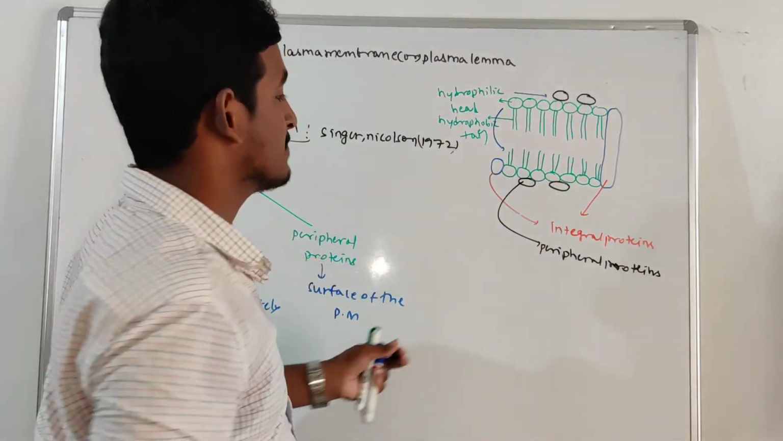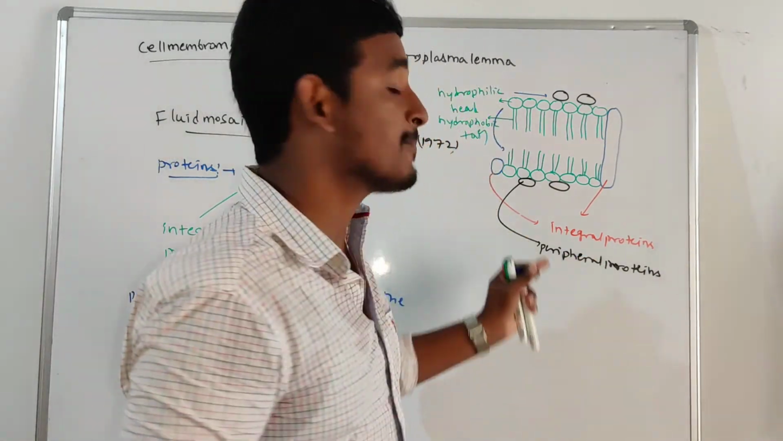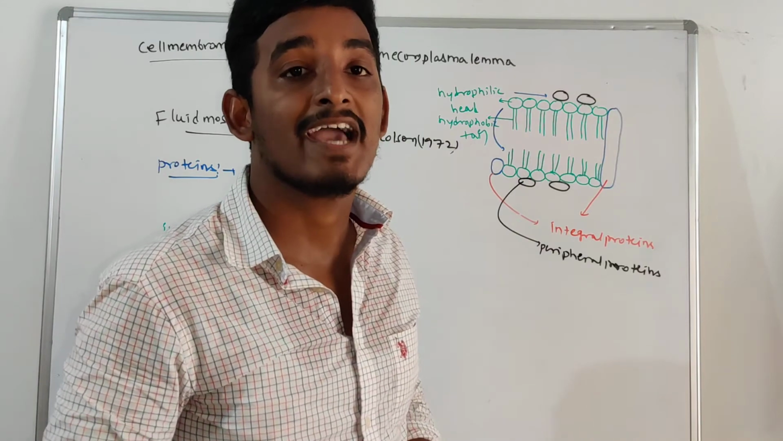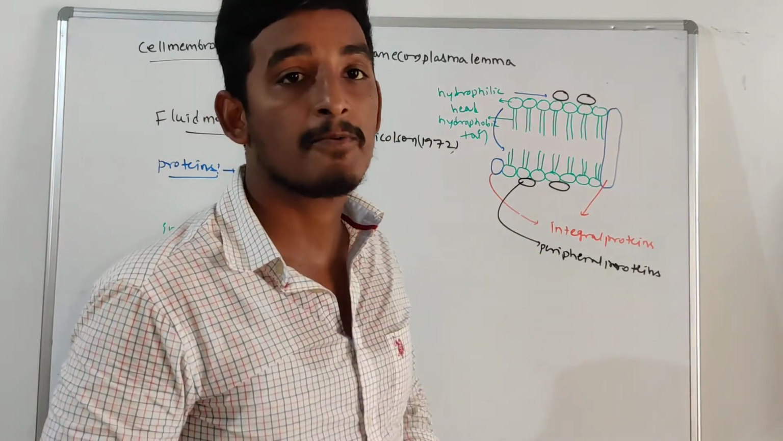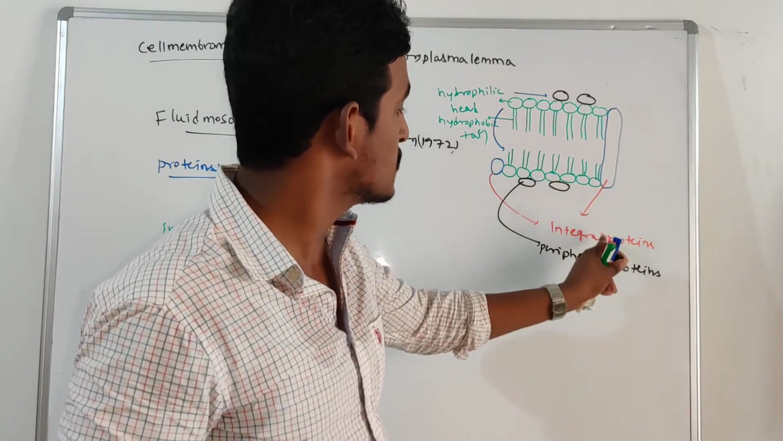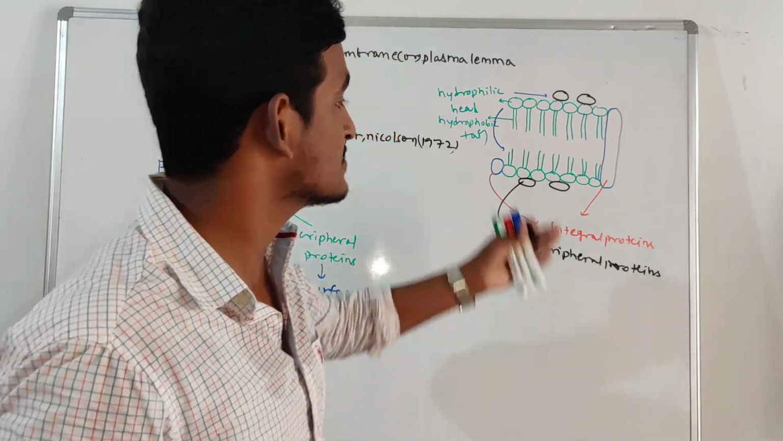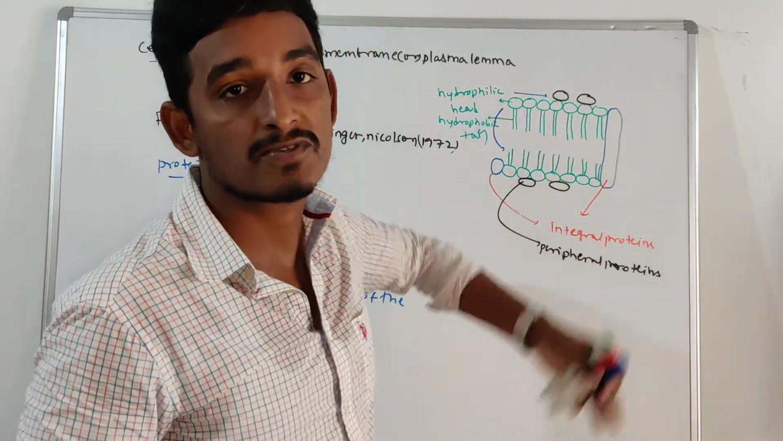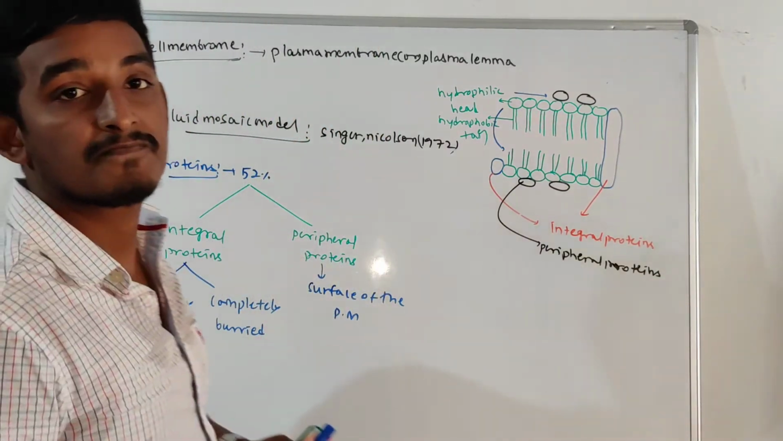So easily we can separate all these peripheral proteins. Here these peripheral proteins have some enzymatic activity. So that is about peripheral proteins. If a protein is completely or partially buried into the membrane, what we call integral proteins, and it forms a channel-like structure. It is helpful to carry molecules from outside to inside. So that is about proteins.